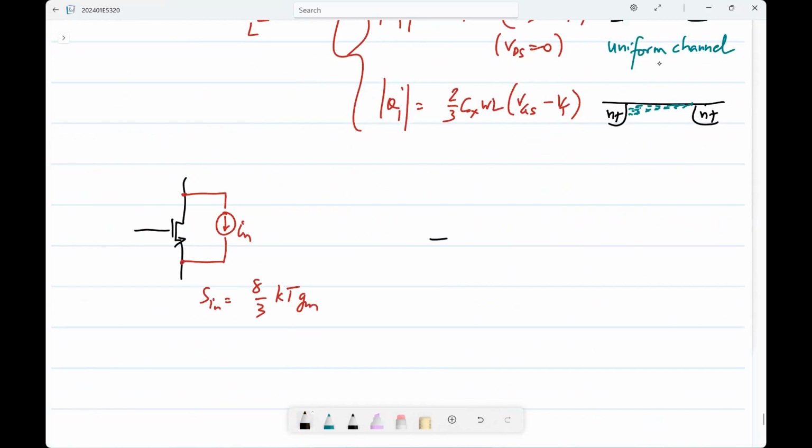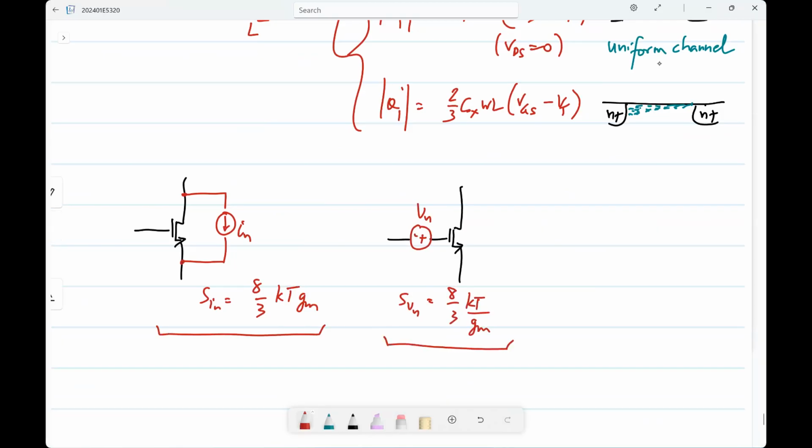What is an alternative model that we can use? Voltage source at the gate. Okay. So what will be the spectral density of this? That divided by gm squared. So it becomes 1/3 kT by gm. Typically we end up using this, but you can use that also. It's all based on convenience. We'll see, in fact, there is a utility to having something like this as well, right?